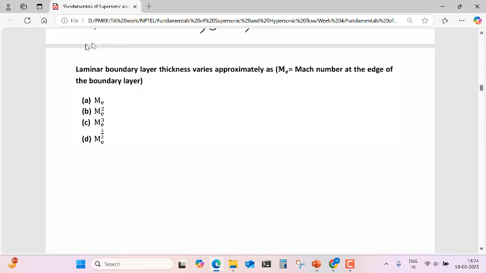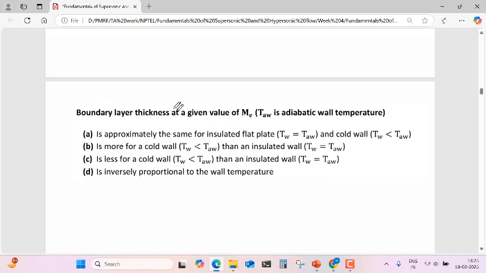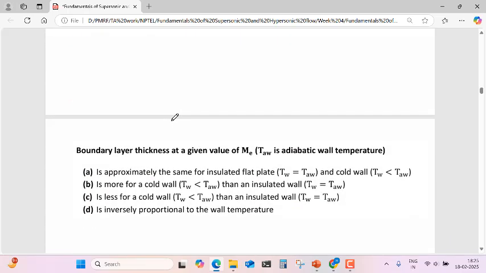The next question is: laminar boundary layer thickness varies approximately as, M equal to Mach number at the edge of the boundary layer, based on Me square, Me cube or Me to the power 1 by 2. What will be the answer for this? It was taught in the class. Me square, sir. Now, its answer will be M square. There is one more question. I will explain both questions together.